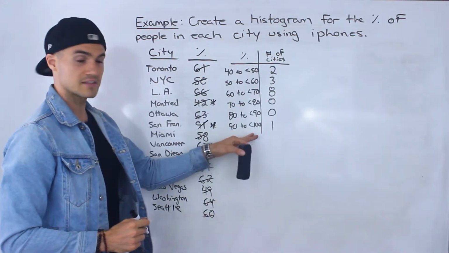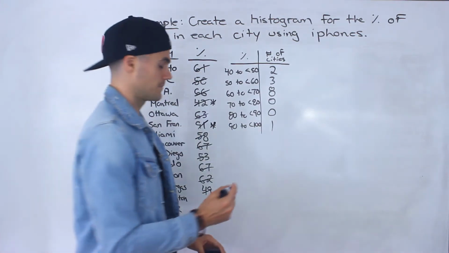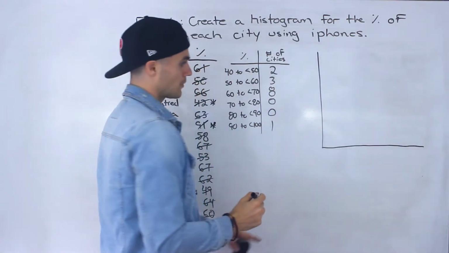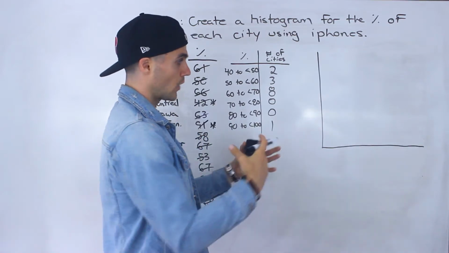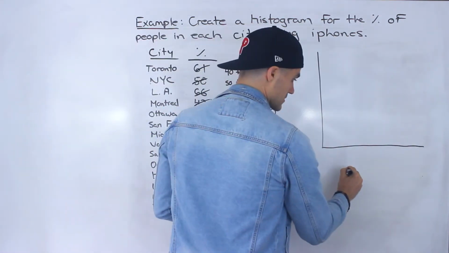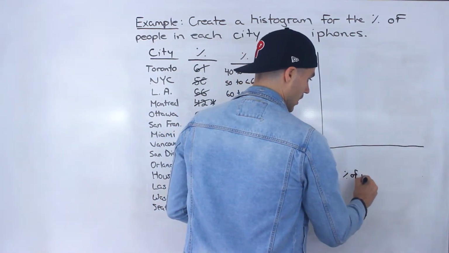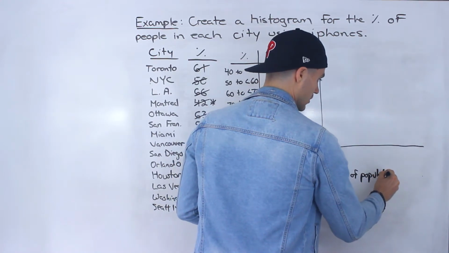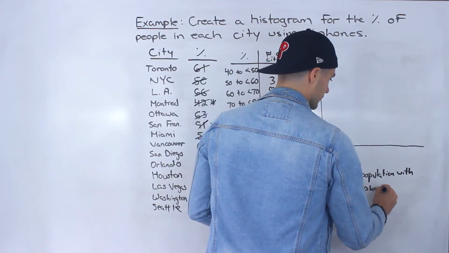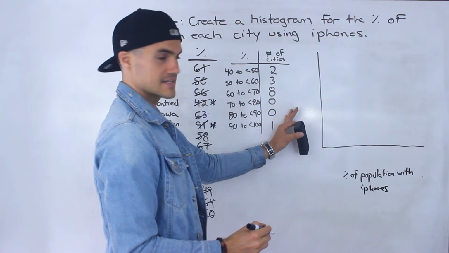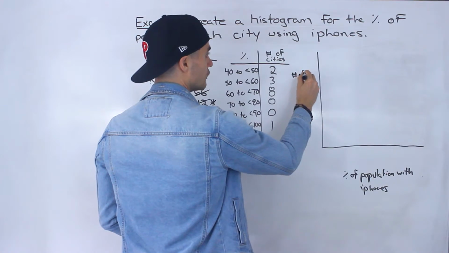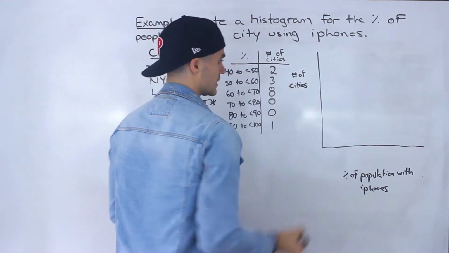So now what I'm going to do is I'm going to take this frequency table and make a histogram with it. So let's draw out these axes here. Now remember, this x-axis, it's the quantitative variable broken down into intervals. So the x-axis here is going to be the percentage of the population with iPhones. And then the y-axis is going to be the frequency. In this case, the number of cities.